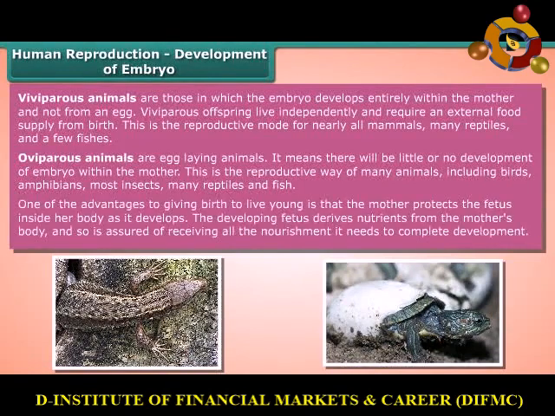One of the advantages of giving birth to live young is that the mother protects the fetus inside her body as it develops. The developing fetus derives nutrients from the mother's body and so is assured of receiving all the nourishment it needs to complete development.